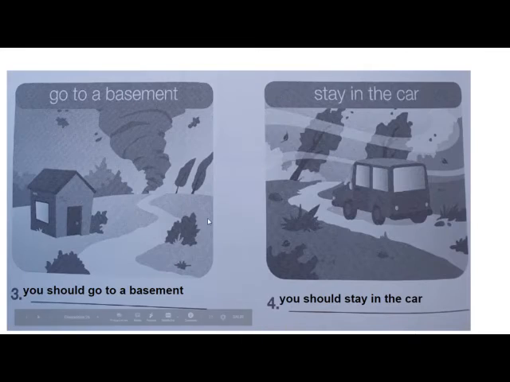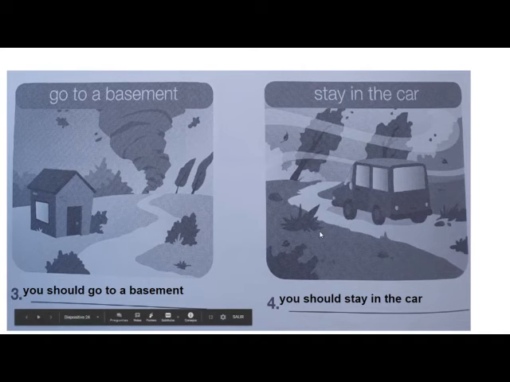Let's start with number 3. Please read this. Go to a basement, very good. Now, what can you see in this picture? ¿Qué puede ver en esta imagen? Okay, very good. In this case, you should go to a basement, okay? In this case, you have to write the subject, you, the auxiliary, should, and the modal verb, should, and the verb in the base form, go, and the complement, okay?